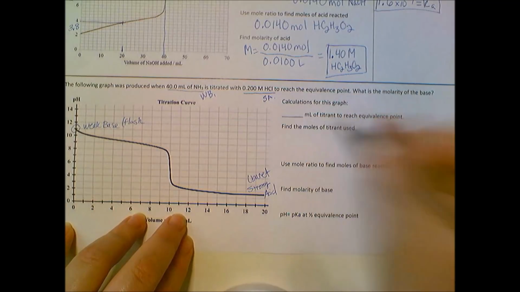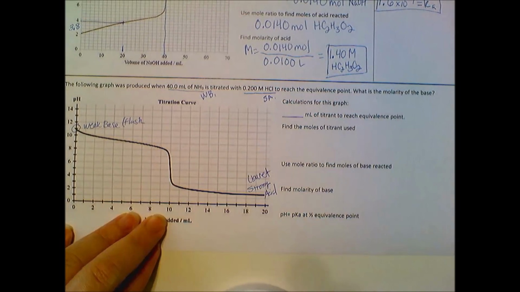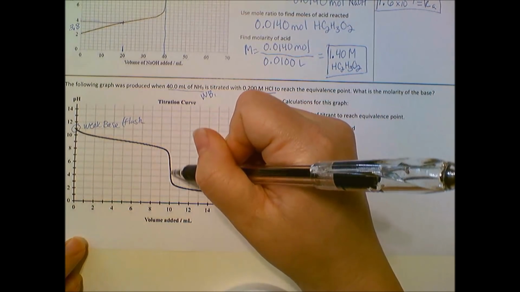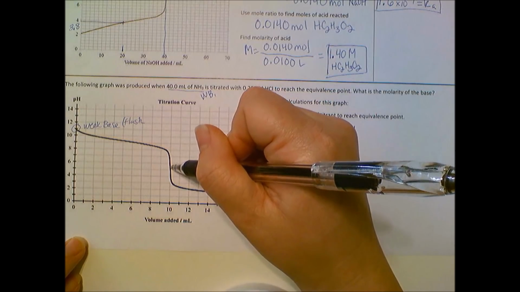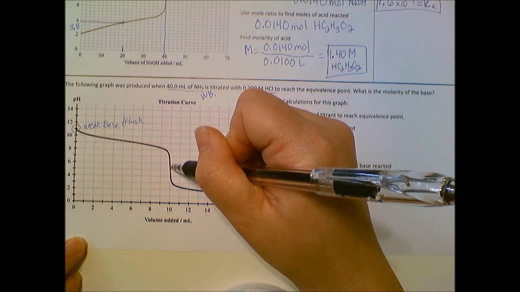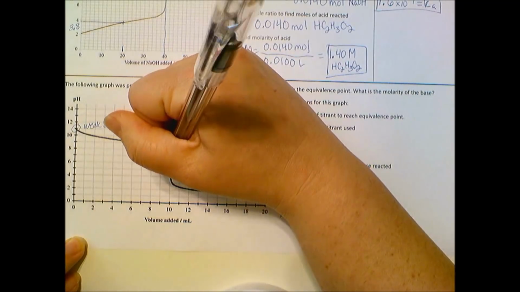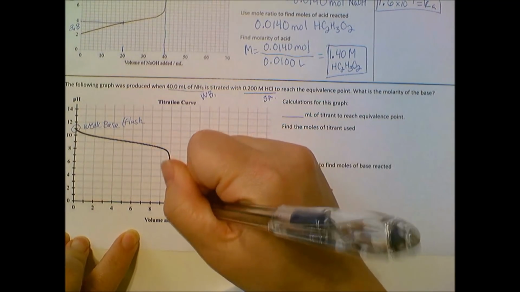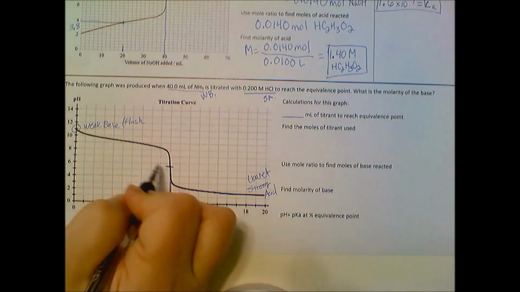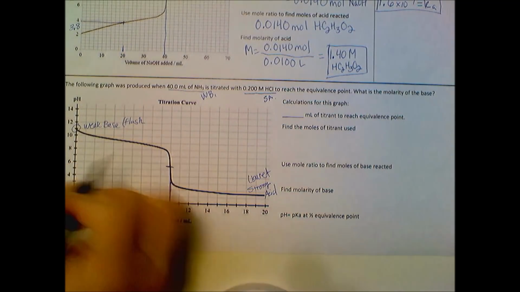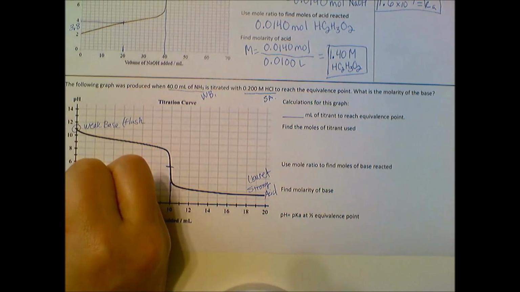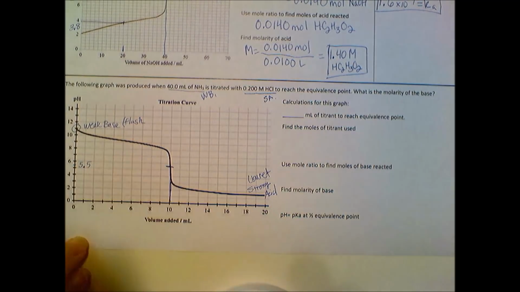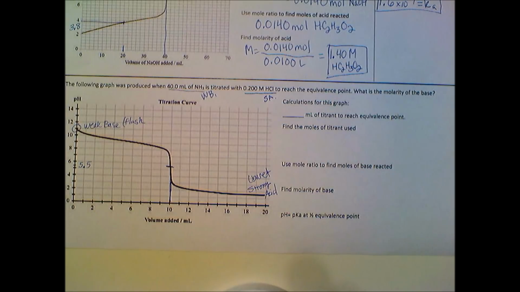So first thing we want to do is look at that volume at the equivalence point. So we can see our equivalence point, if we were to estimate halfway up this curve, I'd say it's about here. So that's going to give us a volume of 10 milliliters. And I'm going to go ahead and say that our pH is about 5.5 at the equivalence point.